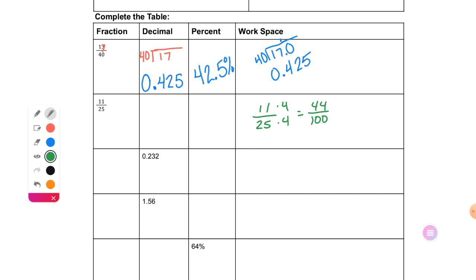How does that give me my decimal, Colton? Because then now you put it in a percent. Not a percent, I need my decimal. How do I get a decimal from that fraction? So you start with the 0, and then the top number is your decimal. Yeah, 44, 0.44. And a percent, Brady? 44%.